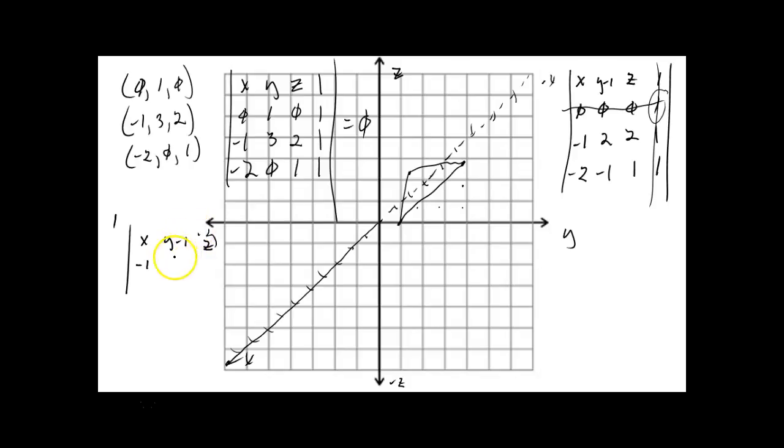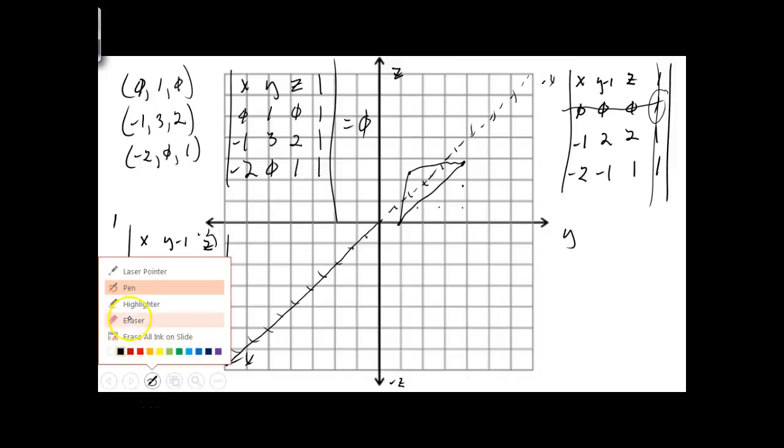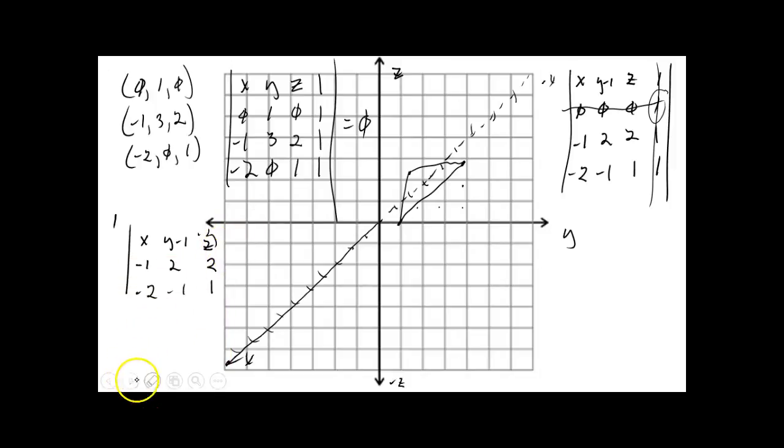The determinant that's left is minus 1, 2, 2, and minus 2, minus 1, 1. Now, nothing easy to do here, so I suggest that we expand the first two columns again. So that's going to be an x minus 1 minus 2 and a y minus 1, 2 minus 1. Okay? And let's do our diagonals. And this is going to give us our answer, isn't it?